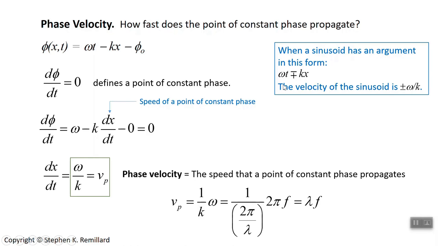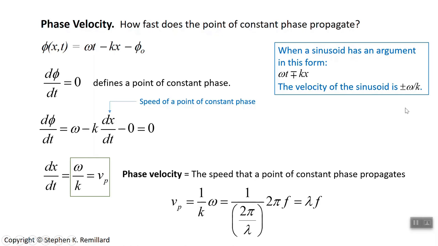And there's a sign issue here too. You notice this is omega t minus kx the way I wrote it, this plane wave. I could have written omega t plus kx. What would be the difference? If it's omega t minus kx, then the velocity is plus omega over k. If it's omega t plus kx, then the velocity is minus omega over k.